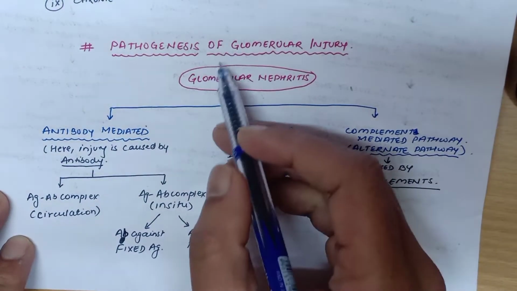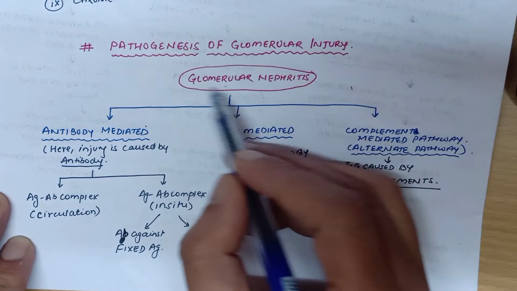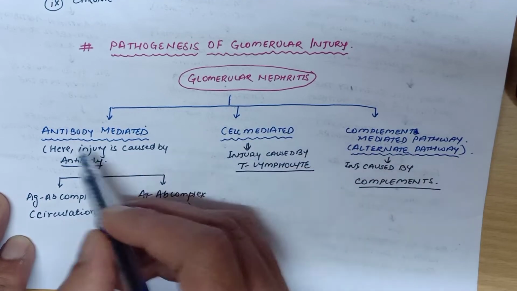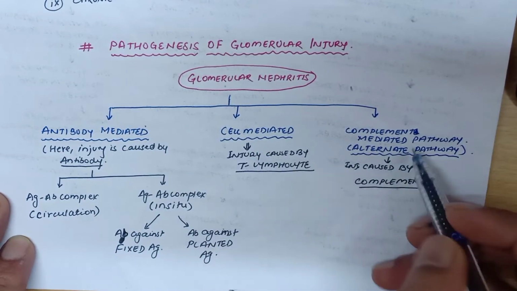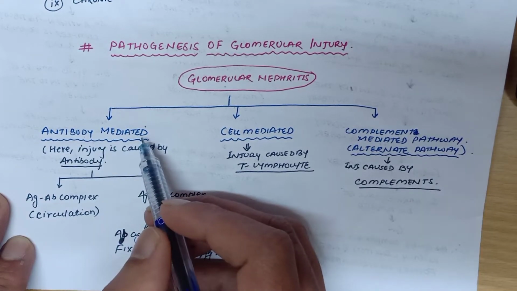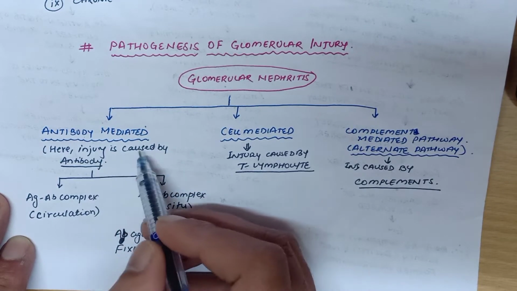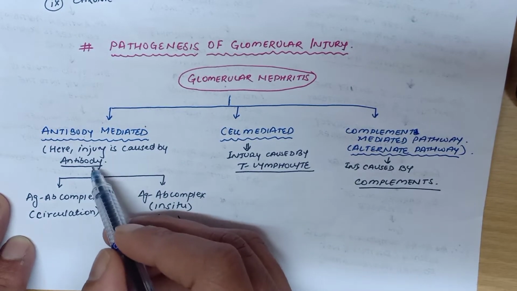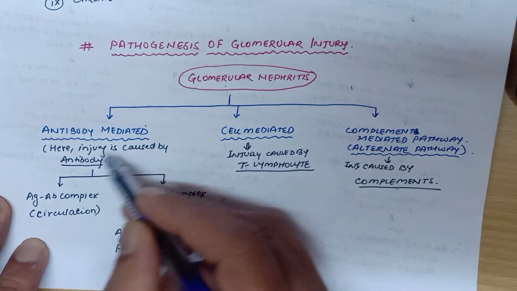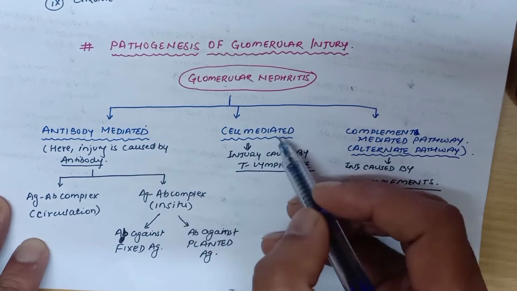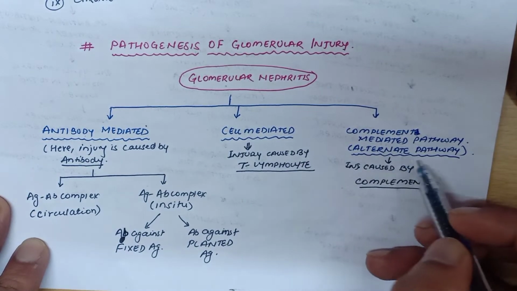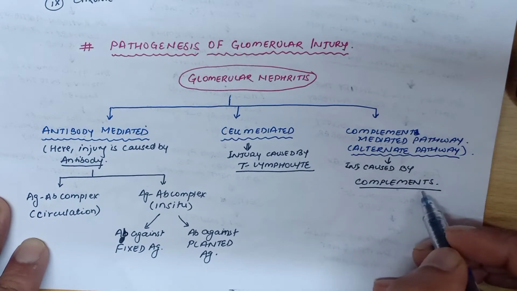Now coming to the pathogenesis of glomerular injury, glomerulonephritis is the inflammation of glomerulus. So the inflammation can be due to antibody mediated, cell mediated or complement mediated pathway or alternative pathway. In antibody mediated glomerulonephritis, the injury is caused by antibody, where antibody binds to antigen and forms a complex, and this complex will result in glomerulonephritis. In cell mediated, injury is caused by T lymphocytes, and in alternative pathway, injury is due to complements.